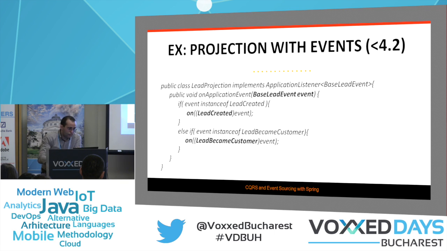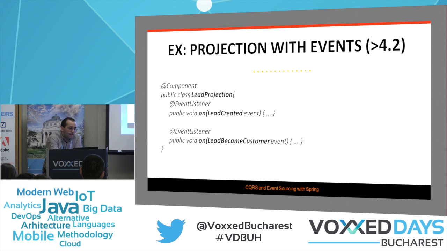But with 4.2, things become much nicer. You now have no interface. You don't need to implement an interface. You just annotate this with @Component, and you're done. It's a bean. You now have this event listener annotation, which means that you can have a very, very clean implementation where you just see on and the name of the event: on lead created, on lead became customer, and so on. That means there is pretty much no boilerplate. So, that was a nice addition to Spring.